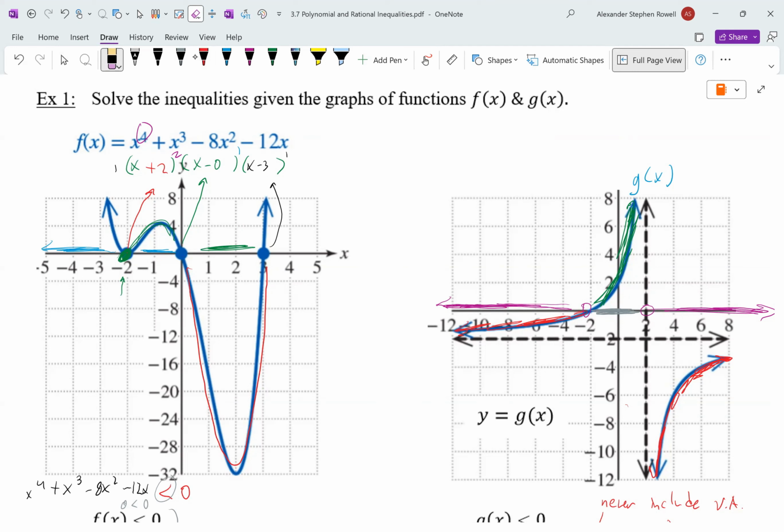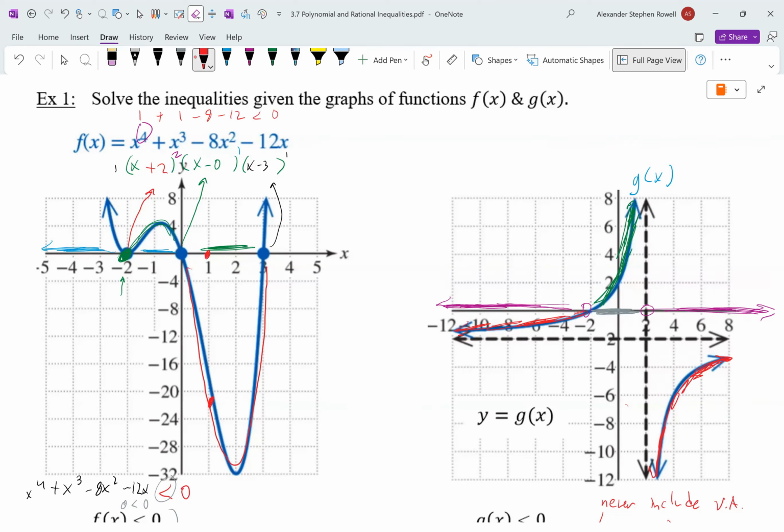How can I find out if it's negative or positive? You can just plug in a point. So what's your favorite number between 0 and 3? 2.5. Just pick any point. It doesn't matter. They'll all be negative. I would probably plug in 1 because it's easier to plug in. What's 1 to the 4th? 1 cubed. -8 times 1 squared. -12 times 1. And the answer is negative what? 17. What is negative?